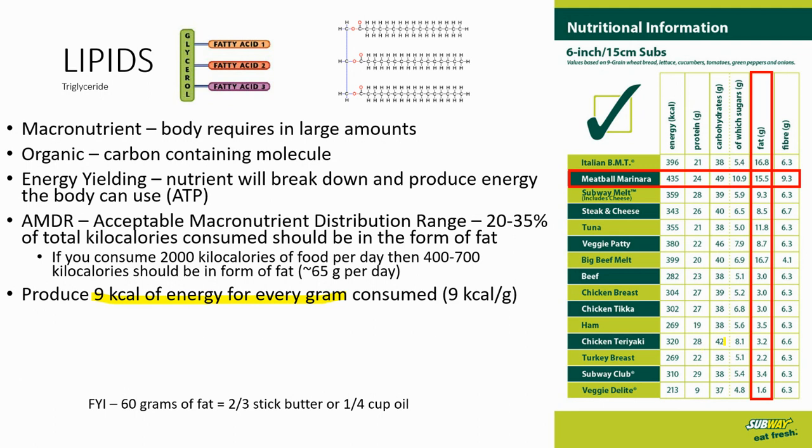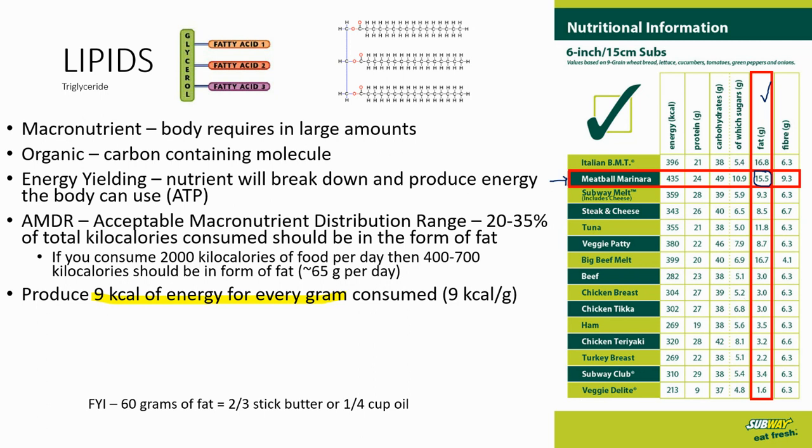So let's look at our meatball marinara sandwich again. Get my little pen out and let's take a look. So we're going to look at our meatball marinara sandwich, and we're going to be looking at the fat column this time. So for the meatball marinara sandwich, if you consume it, you will be eating 15.5 grams of fat just with that one sandwich.